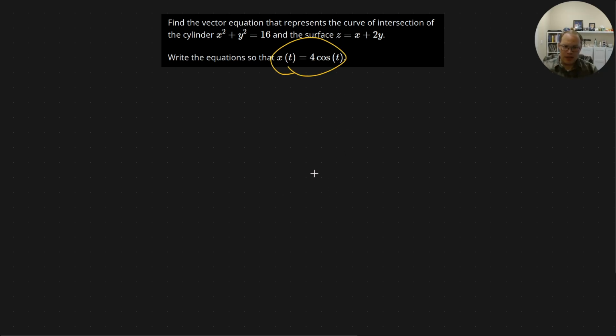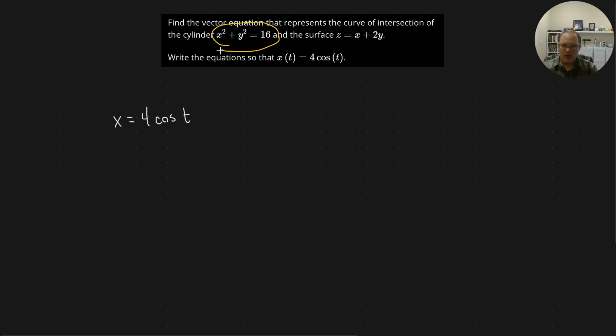Well, it gives me a hint here. X of t equals 4 cosine t. So we're going to assume that. Okay, so x equals 4 cosine of t. Now we need to know more about y. Well, I know z is equal to x plus 2y. So if I can find a good choice for x and y, I could plug that in and immediately find z, right? So z is going to be easy if I can find y.